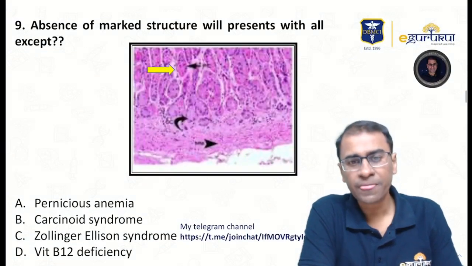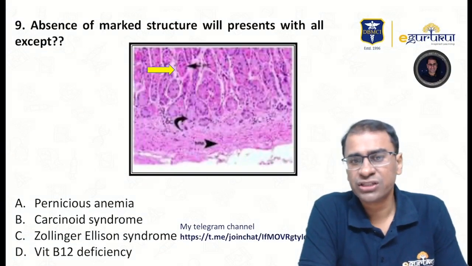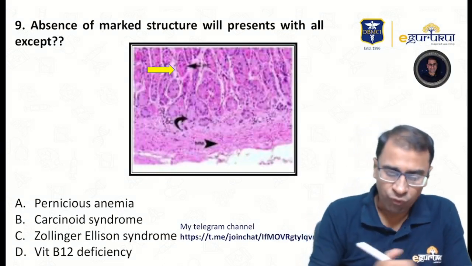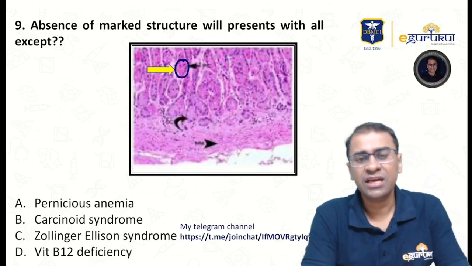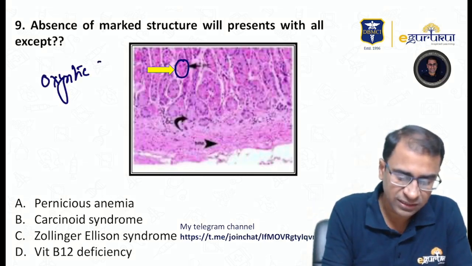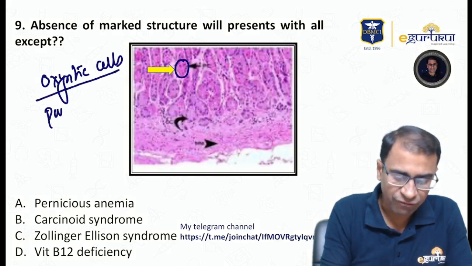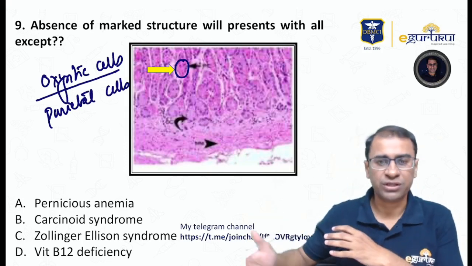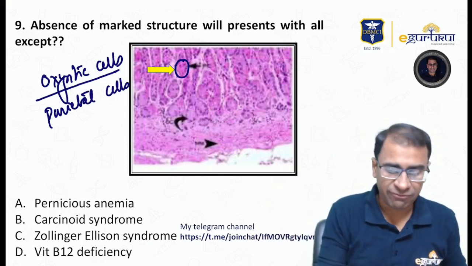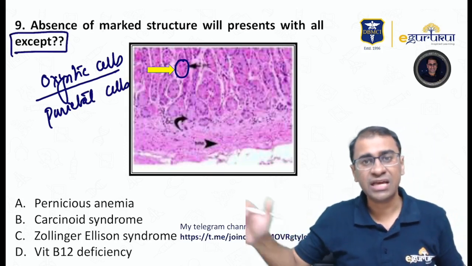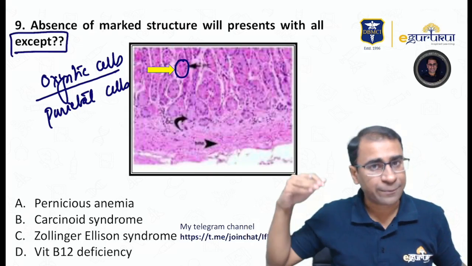Okay. Now, the absence of the marked structure will present with all of the following except. Now, see guys, what is marked here? It shows you basically a type of parietal or oxyntic cells. Okay, oxyntic and parietal cells. And remember, among the given options, it is asked which of them will be shown except. So, which of these four diseases can be there with an absence of parietal cells?